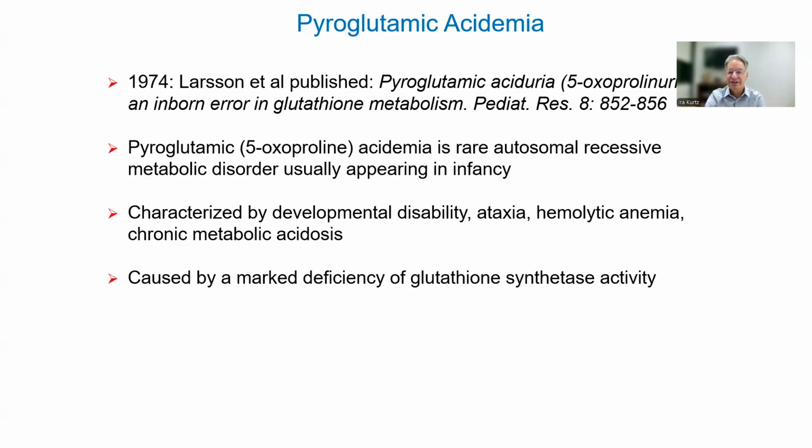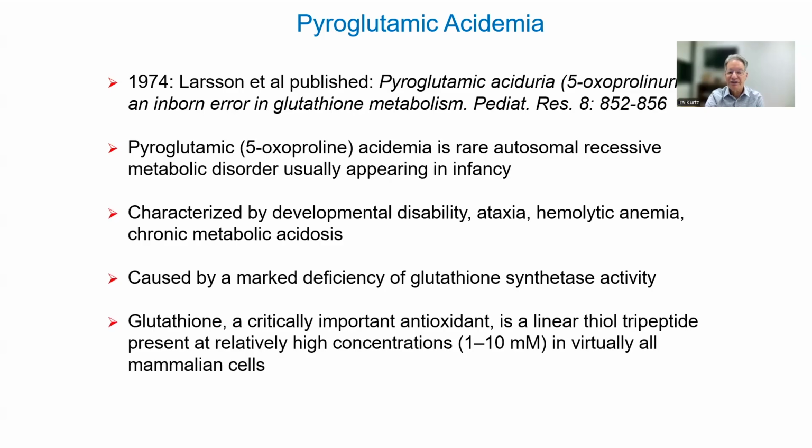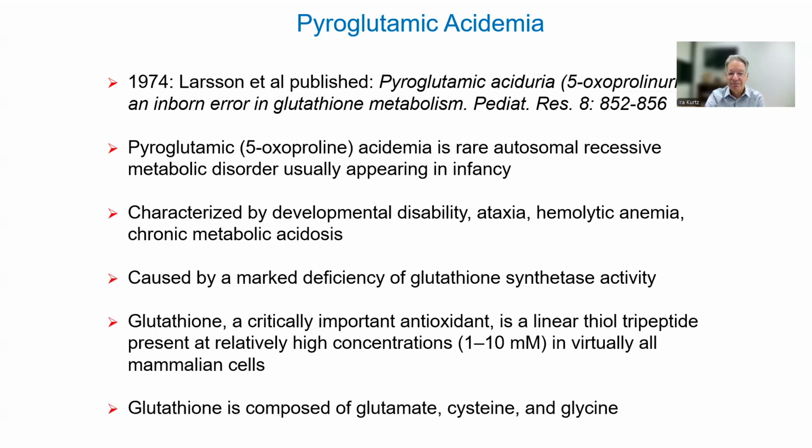It's caused by a significant deficiency in glutathione synthetase activity. So these patients cannot make glutathione. Glutathione is a critically important antioxidant. It's a linear thiol tripeptide. It's made of 3 amino acids, and it's present at relatively high concentrations in virtually all mammalian cells. It's composed of glutamate, cysteine, and glycine.